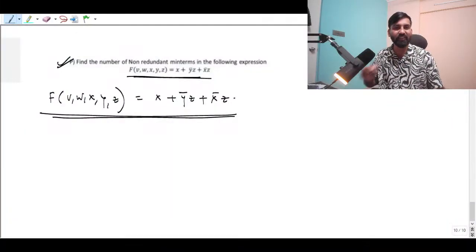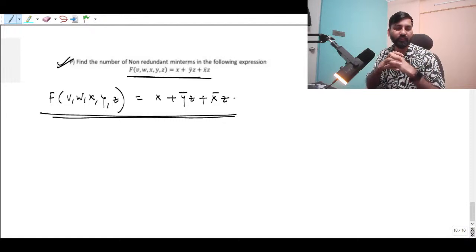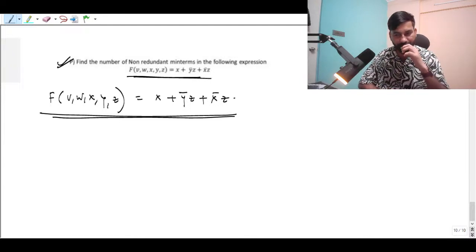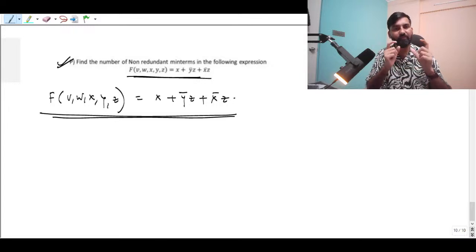First of all, we need to find the total number of minterms that we can have. First of all, these are not minterms. What is the meaning of minterm? You should know that if you have watched my lecture. These are terms of a sum of products, a minimized expression. These are not canonical SOP. A minterm means a product of all literals.